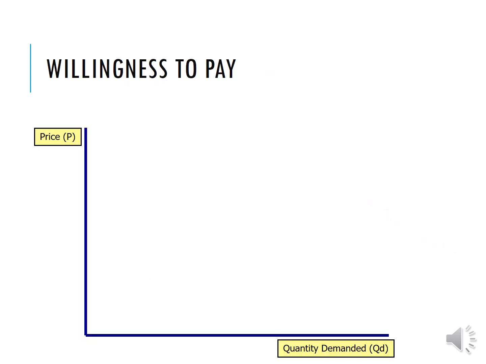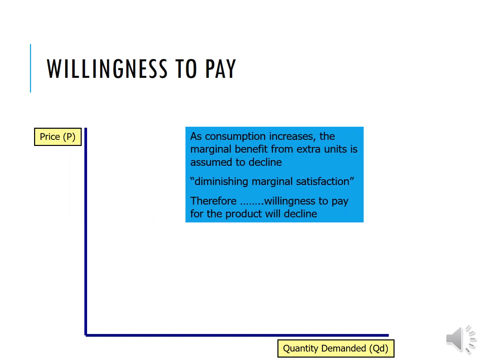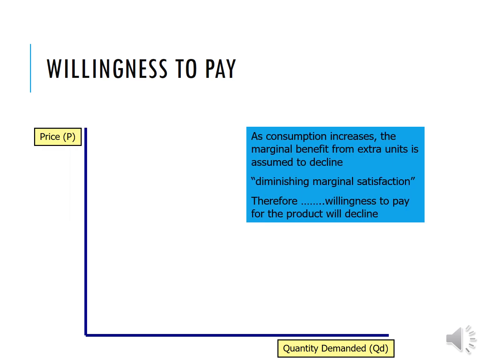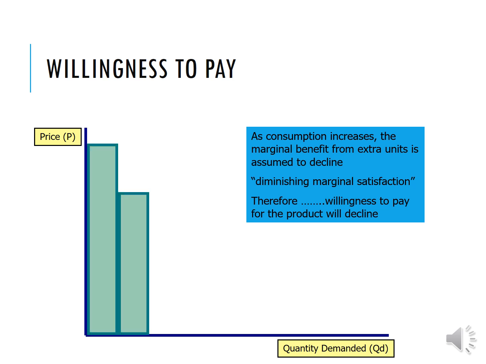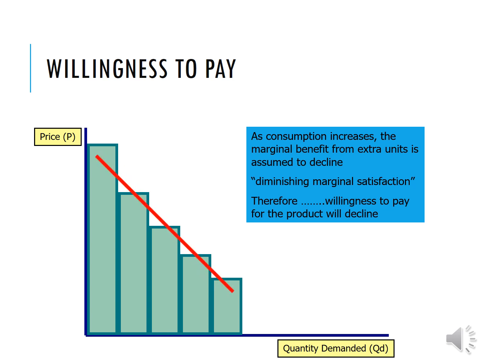So let's have a look here. We would normally say that my willingness to pay goes down as I consume extra units. And we call this diminishing marginal utility or diminishing marginal satisfaction. For example, for the first slice of cake, I might pay quite a high price. For the second slice of cake, not quite so much. Now I'm feeling a bit sick. The third slice of cake, I'm not going to pay as much for that one, and so on and so on. If I was to draw these points together, effectively what I get is my demand curve, the relationship between price and how many units I would want to buy.